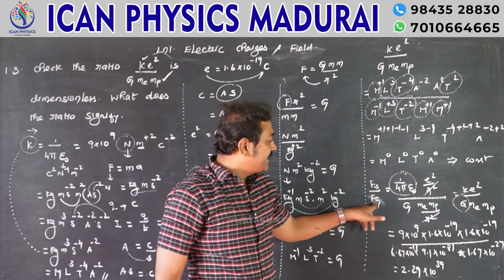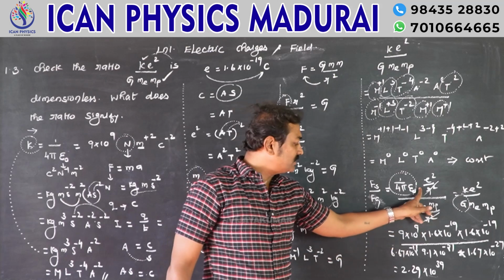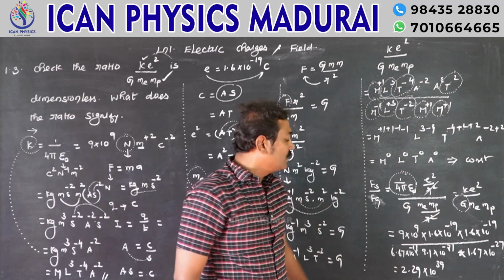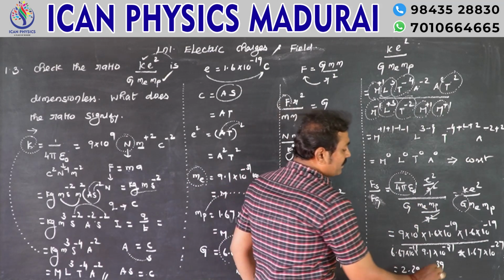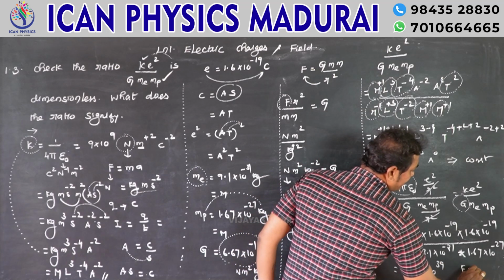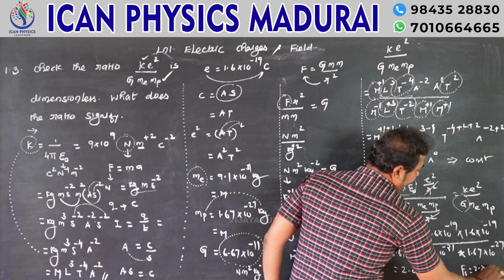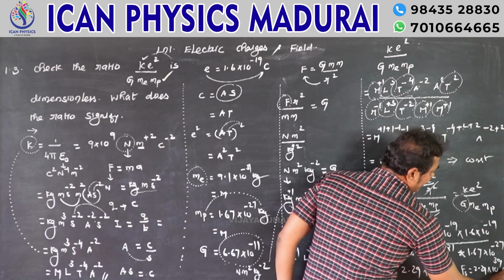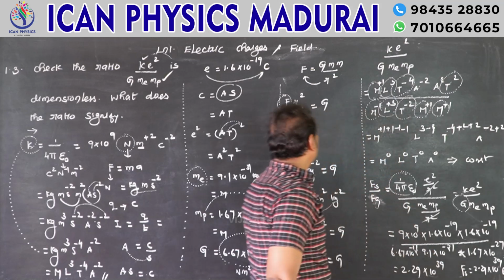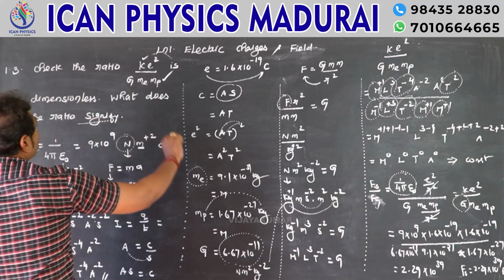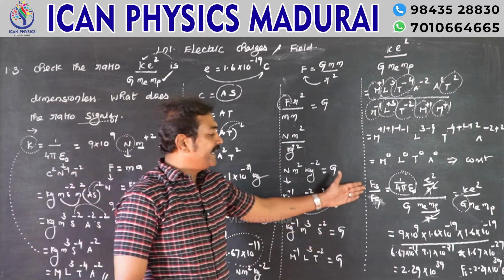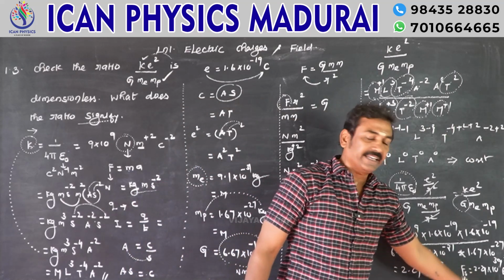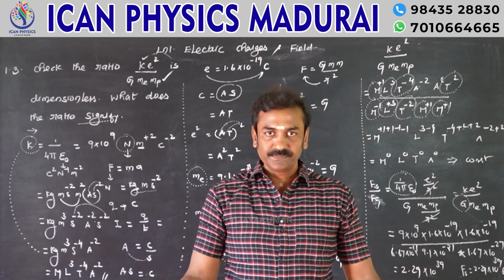Now, the division by gravitational force goes to the right side as multiplication. So finally we can say the electrostatic force is 2.29 into 10 to the power 39 times the gravitational force. So this is the significance. What does the ratio signify? It signifies this ratio. Do you have any doubts? No doubts.